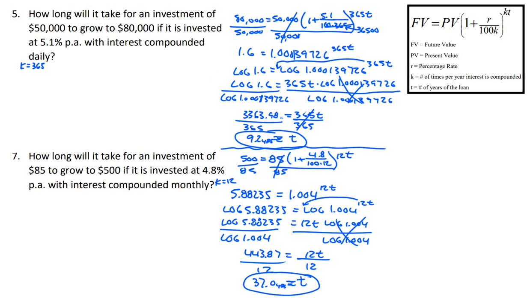Okay, that's a long time to wait. But you're taking $85 and you're growing it to $500. But 37 years is a long time to wait.